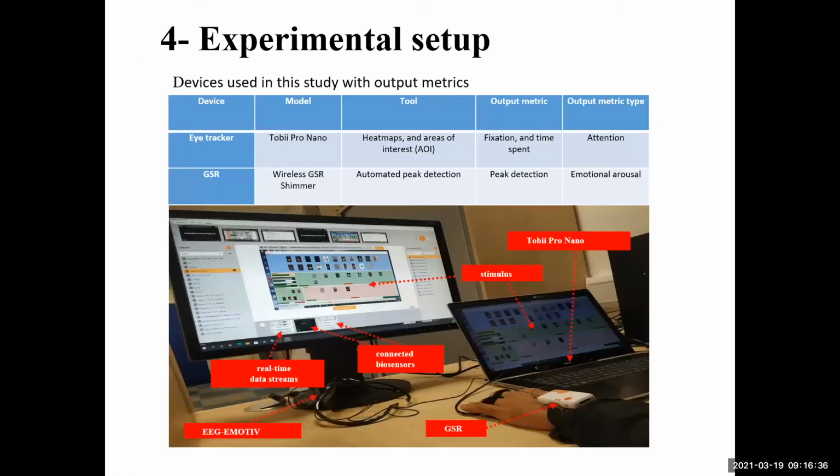For the experimental setup, we conducted the study in a UX lab. The aim of the experiment was to find out at which stage the user's attention was high, by analyzing eye gaze movement and the galvanic skin response to capture emotional arousal. The output metrics of both biosensors can be found in this table. Fixation and time spent were recorded to find where participants spent more attention, and the GSR was used to collect peak detection for emotional arousal.